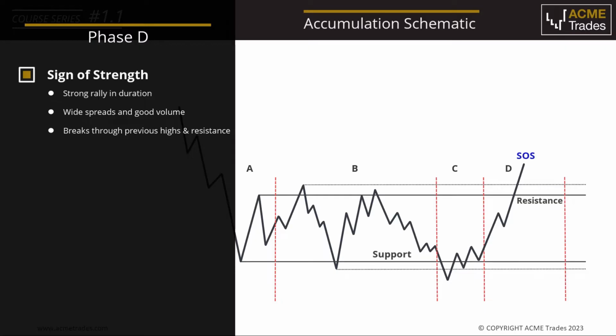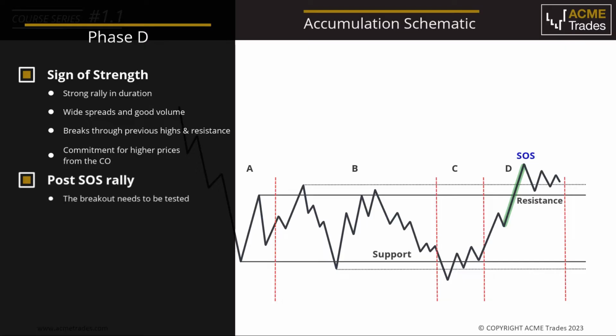A way to interpret this move is that we now see a commitment for higher prices from the buyers, i.e. the CO, the smart money. Post sign of strength rally over here, the breakout, the last part of phase D here, this needs to be tested. The breakout needs to be tested, because the breakout itself will have an increase in activity. And as we know, activity is volume.